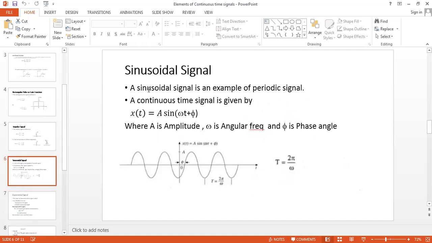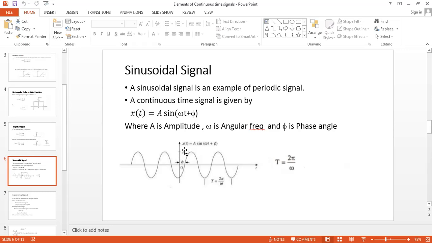A sinusoidal signal is an example of a periodic signal. It is a continuous-time signal that gives a value x(t) = A sin(ωt + φ), where A is the amplitude, ω is the angular frequency, and φ is the phase angle. Between each sinusoidal wave, the time width is equal to 2π/ω. This is the sinusoidal wave.